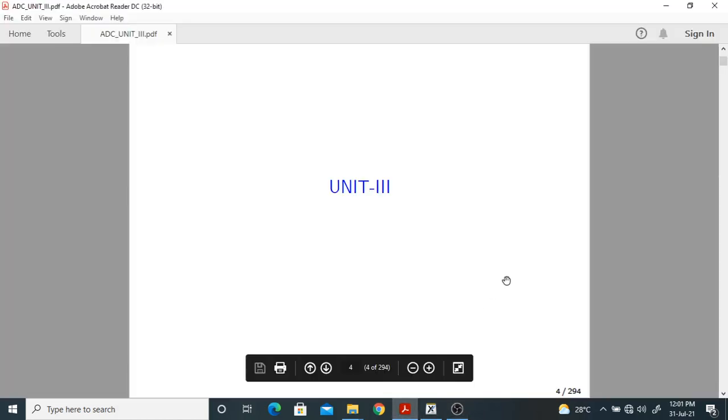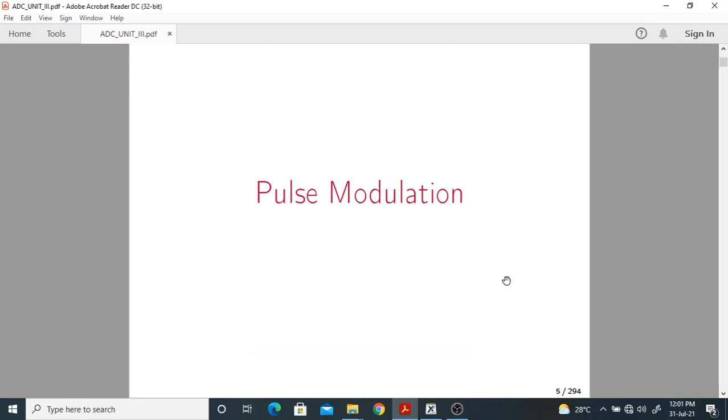Today we'll start a new chapter, that is the third chapter. It is pulse modulation. So now we are entering into the digital domain. In the first and second units, we discussed analog modulation and the noise analysis of those analog modulation techniques.